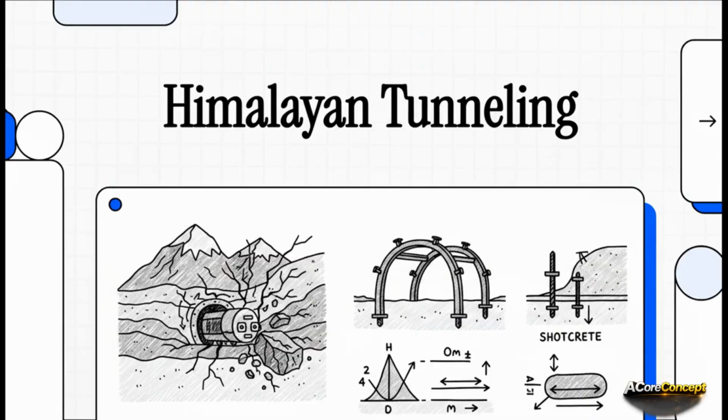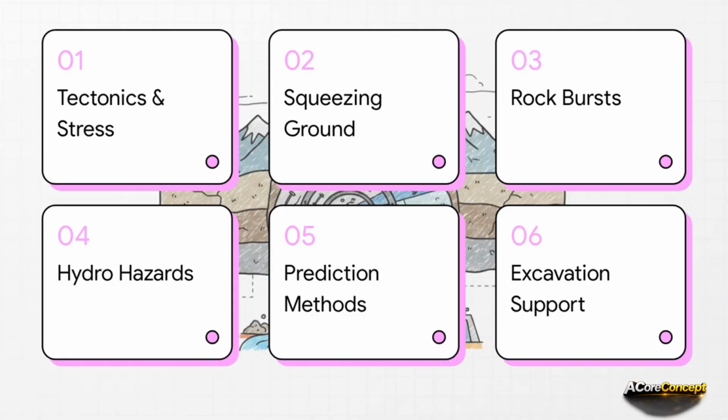All right, welcome future structural engineers to this technical explainer. Today we're going to unpack the complex physics and advanced countermeasures associated with underground excavation in the world's most active mountain range. Tunneling through the Himalayas? Well, it's widely considered the absolute pinnacle of geotechnical challenges. We're going to look at the massive forces at work, the catastrophic failures they can cause, and the advanced engineering solutions we use to overcome them. Let's dive in. Here is the roadmap for today's explainer.